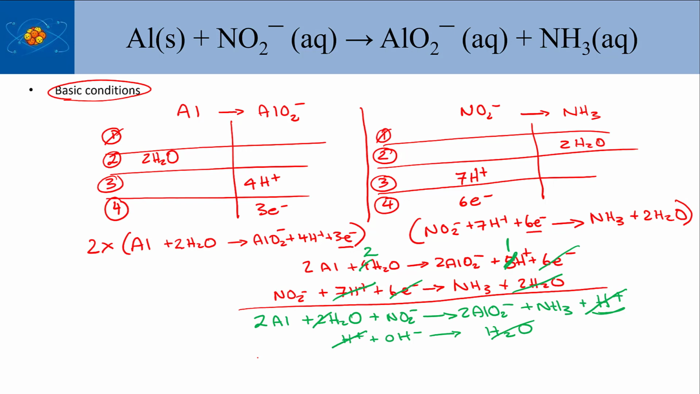And then my final reaction is 2Al plus H2O plus NO2 minus plus OH minus makes 2AlO2 minus plus NH3. And because this has the OH in it, it reflects how the reaction would look if it were done under basic conditions.